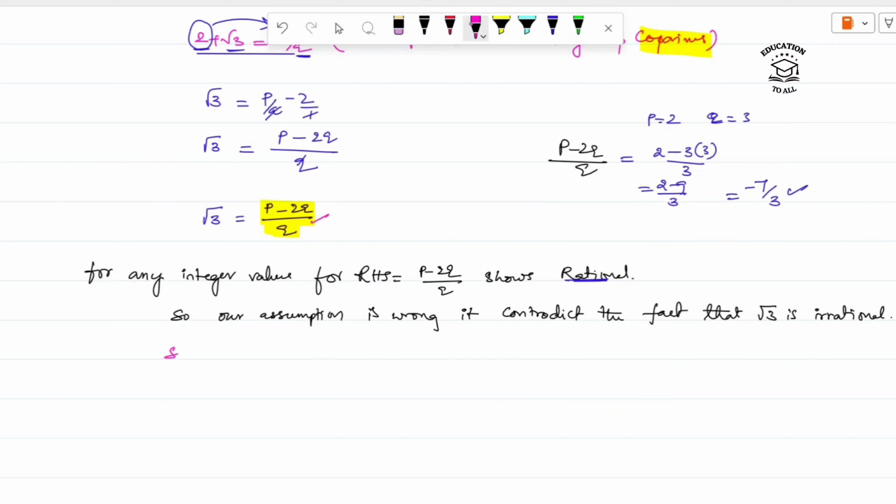So root 3 is what type of number? Root 3 is an irrational number. If root 3 is an irrational number, the addition with an irrational number also becomes irrational. So therefore 2 plus root 3 is also an irrational number. Got it? I hope you understand.